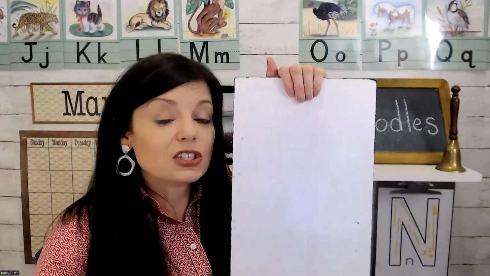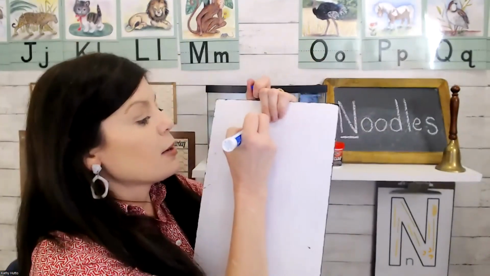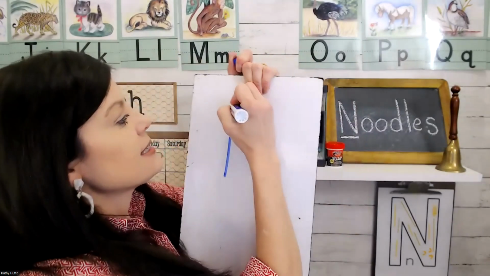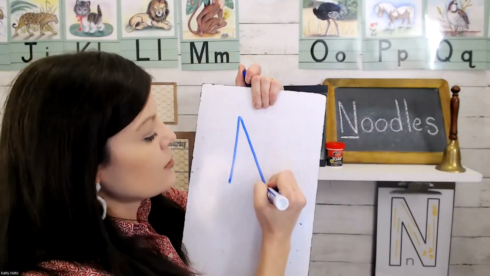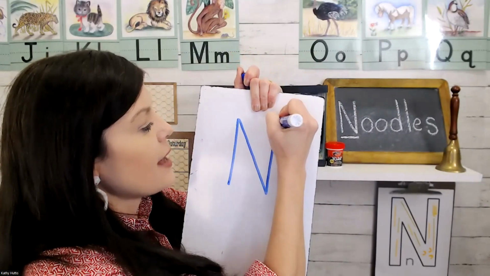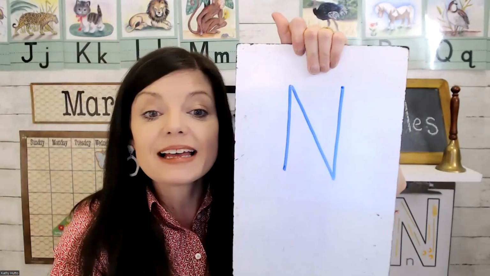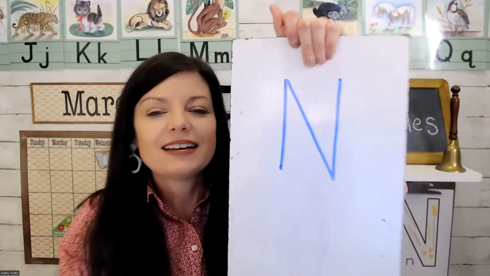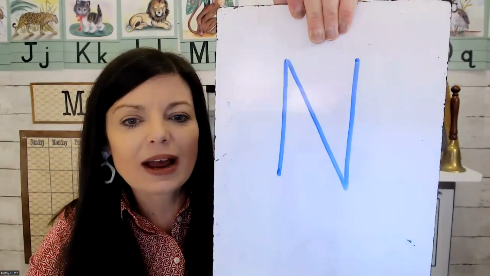So let me show you how to write letter N. We're going to start at the top. We're going to make a number 1. We're going to go back to the top, slide down, and walk straight up. That's how you make a big letter N. 1, down, and up. Let me show you how on handwriting paper.